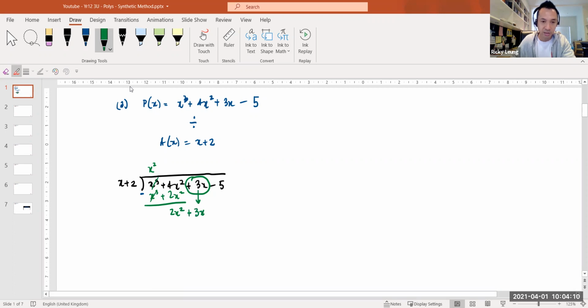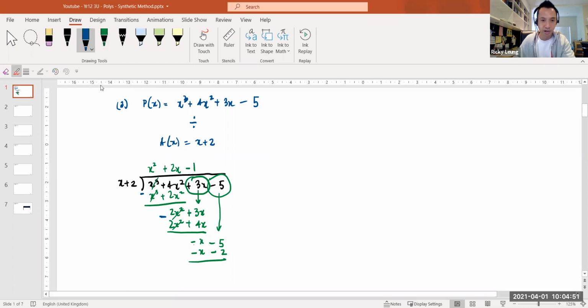So ask yourself, what do I multiply with x to make it look like 2x squared? So that's 2x, because 2x times x is 2x squared. Then 2x times 2 is 4x. Step 3, subtract that. So 2x squared minus 2x squared goes away. 3x minus 4x is negative x. And then step 4, bring the next term downstairs. So what do I multiply with x to cancel with negative x? It'd be negative 1. Negative 1 times x is negative x. Negative 1 times 2 is negative 2.